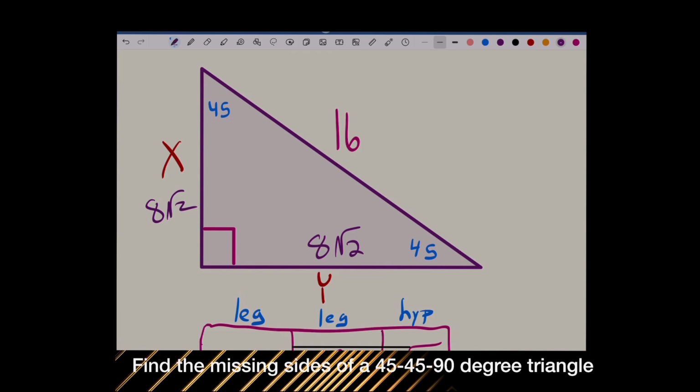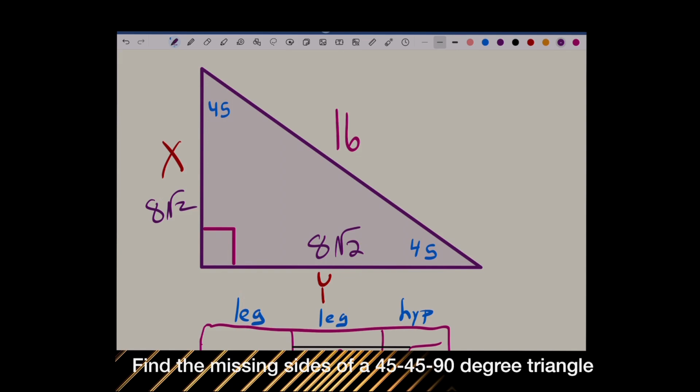What's that? How would you compare 16 and 8 radical 2? In your own words. If you look at 16 and 8, what is 8 of 16? Half of it, right? Half of it times the square root of 2. And that's what it is.